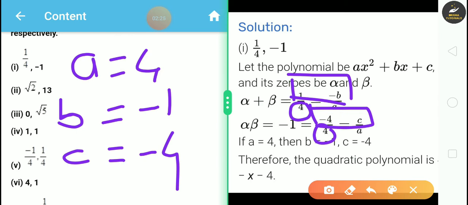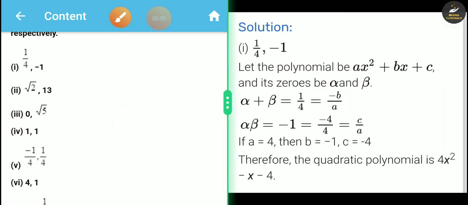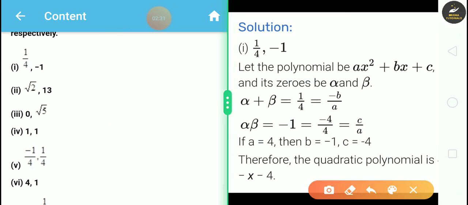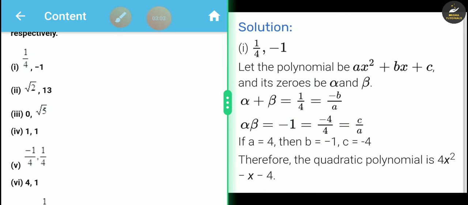So we got the values of a, b, c, that is 4, minus 1 and minus 4. We can put these values in the equation ax square plus bx plus c to get the polynomial. Therefore the required polynomial is 4x square minus x minus 4. This is the final answer.